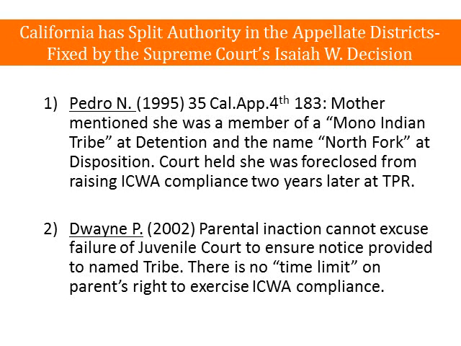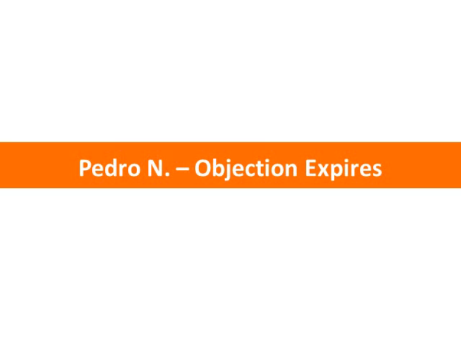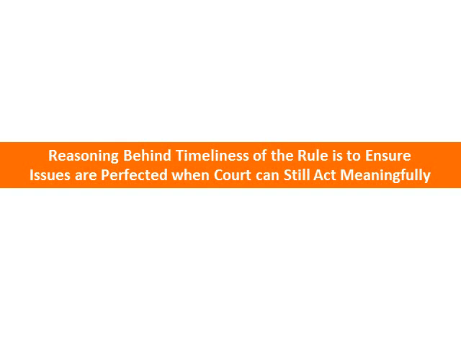It's a later case in 2002, and said that parental inaction does not excuse the juvenile court's failure to give notice, that there's not a time limit on the parent's right to exercise compliance. That is the view that was advanced by the mother's attorney in Isaiah W. The objection expires under Pedro N., so if there was a visual here, it would be a visual of expired milk or an expiration date, which is not the same as the ruling in the Dwayne P. case. The reasoning behind the rule is to ensure that issues are perfected and brought while they're still meaningful, brought to the court, the lower court, as well as the appellate court.